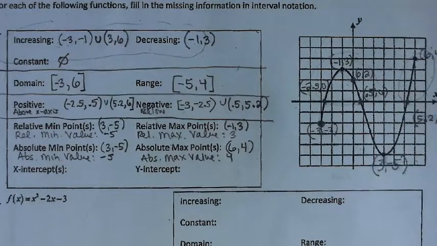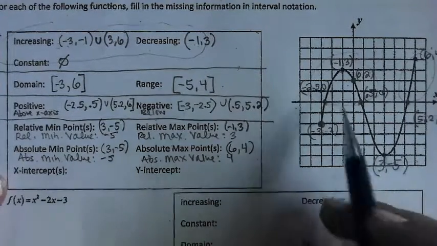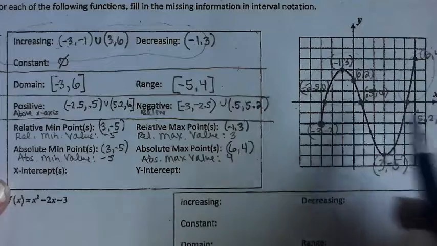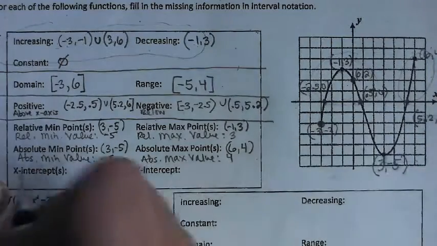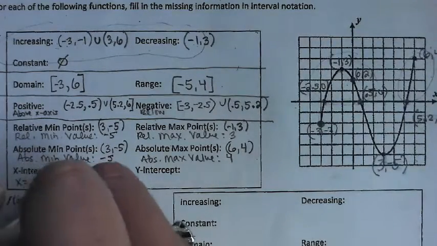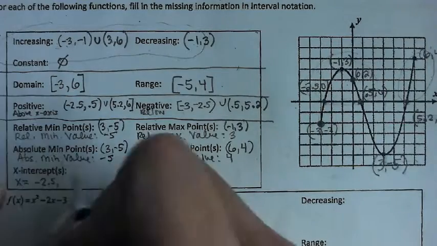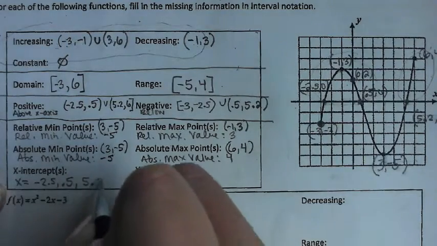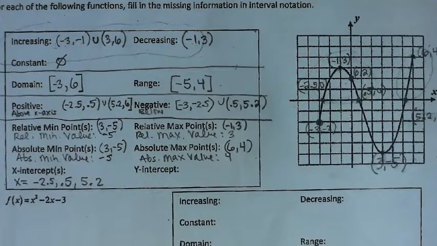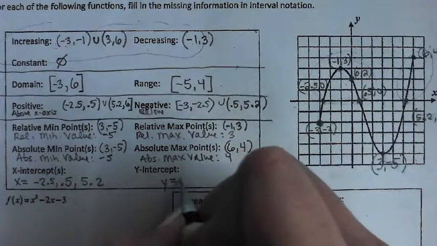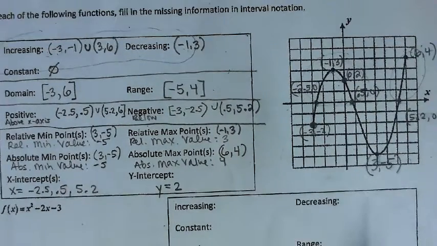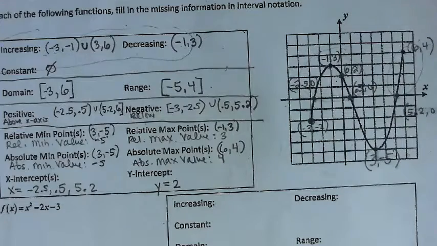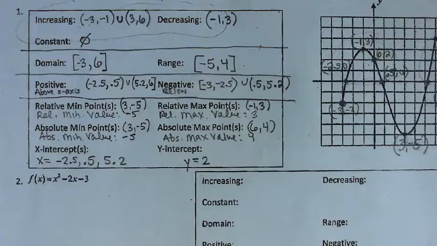Okie doke. And then the x-intercepts, we said were negative 2.5, 0.5, and 5.2. So we can just list those. x equals negative 2.5, 0.5, and 5.2. And the y-intercept value is just 2. Any questions here?